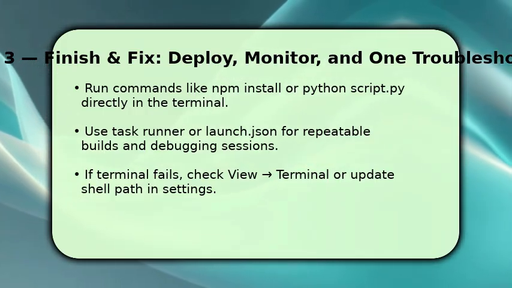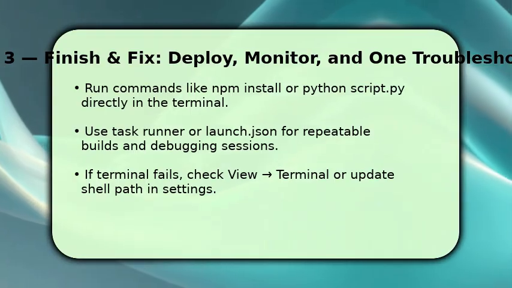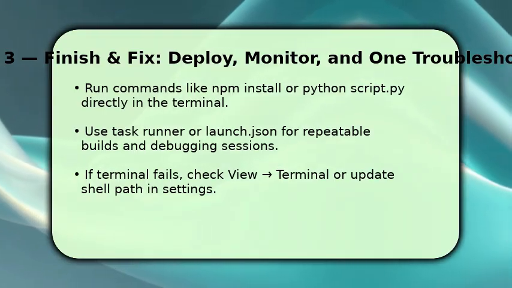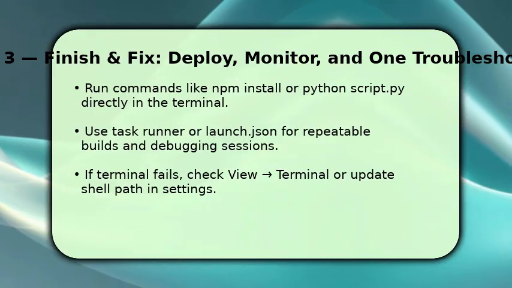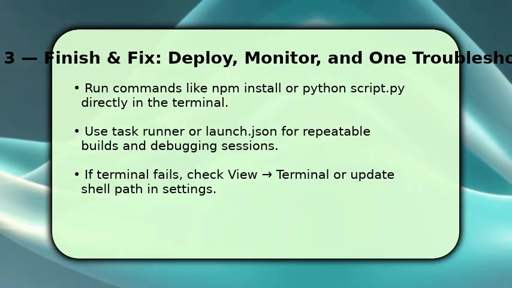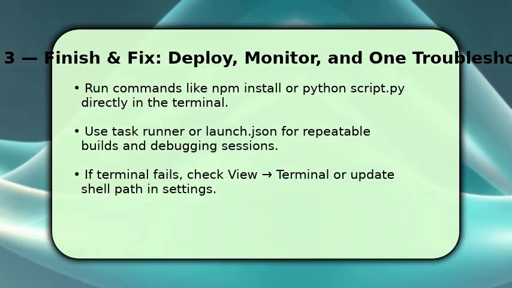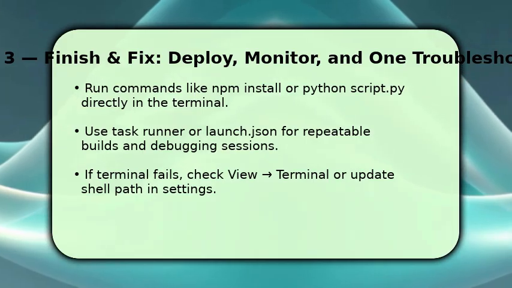If the terminal does not appear or shows the wrong shell, open View, Terminal, confirm the default shell in settings, and restart VSCode. As a troubleshooting tip, verify the shell executable path in settings if terminals fail to start.